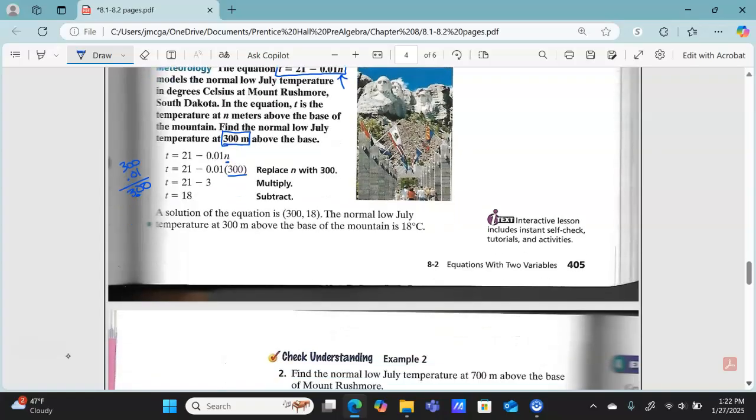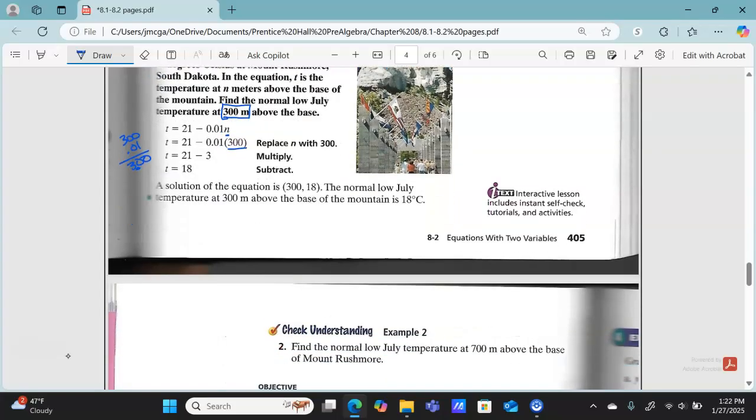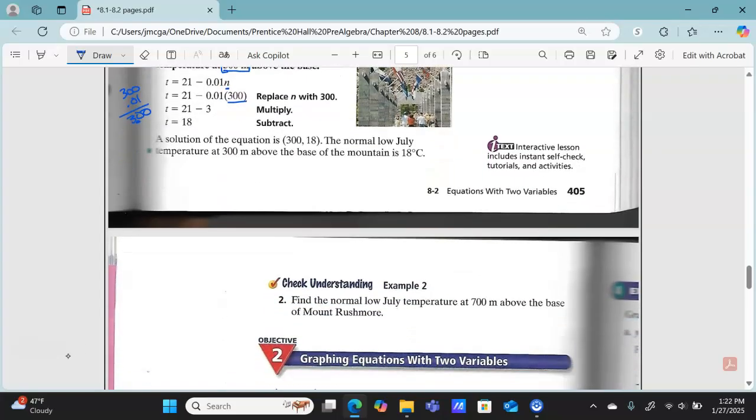And you could do the same thing here. And on the next page, where you had 700 meters, you would have T equals 21 minus 0.01 times the 700, replacing that N with the 700. So we're going to get 21 minus 7, and T would equal 14.